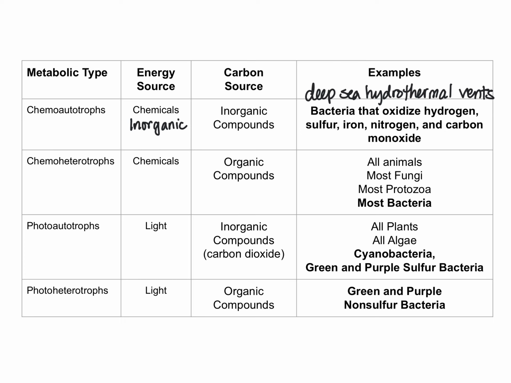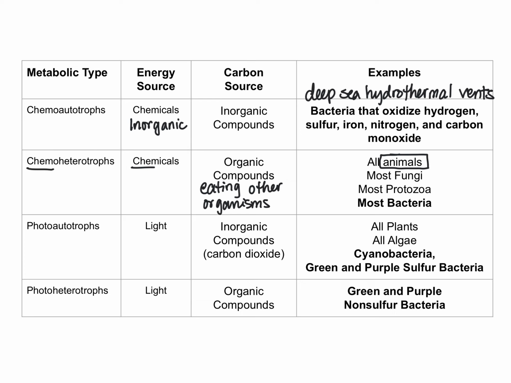Chemoheterotrophs, once again, get their energy from chemicals, and they get their carbon from organic compounds. So this essentially means eating other organisms. For example, animals. We are animals, and so humans are chemoheterotrophs. We have to eat other organic compounds. We have to eat plant and animal matter, which are both made up of carbohydrates, proteins, and lipids.